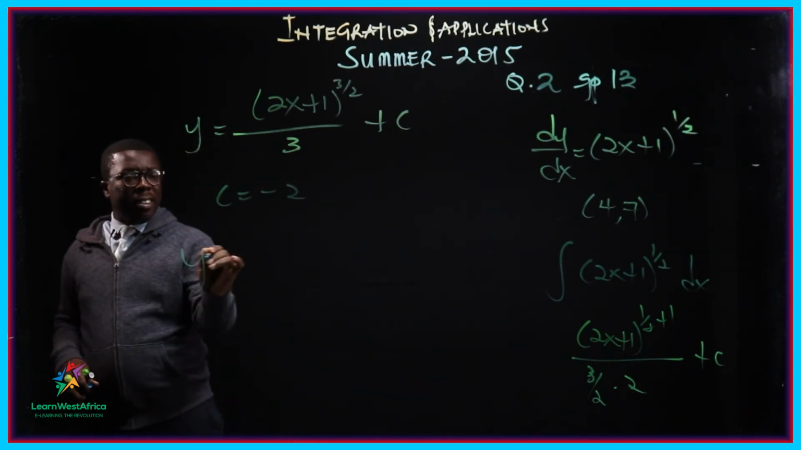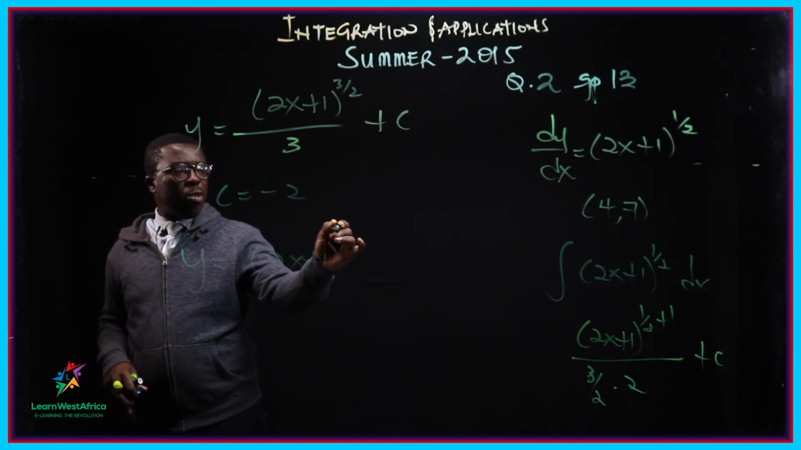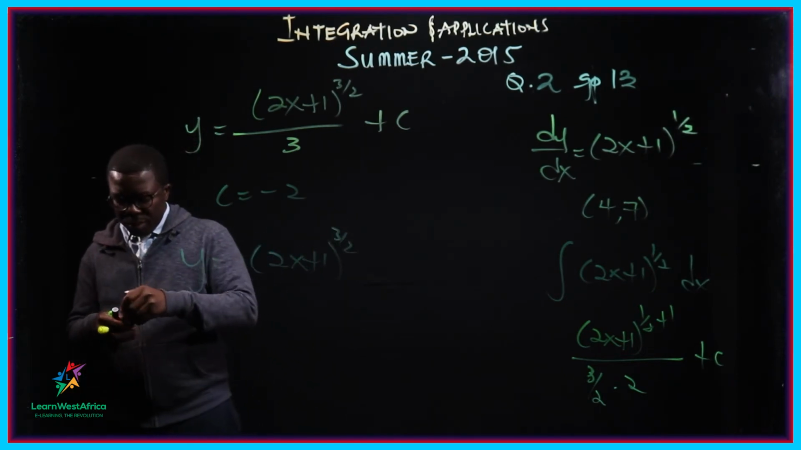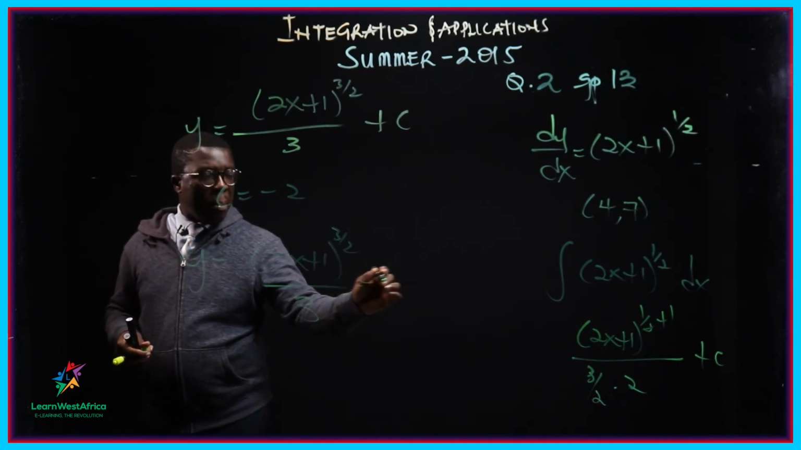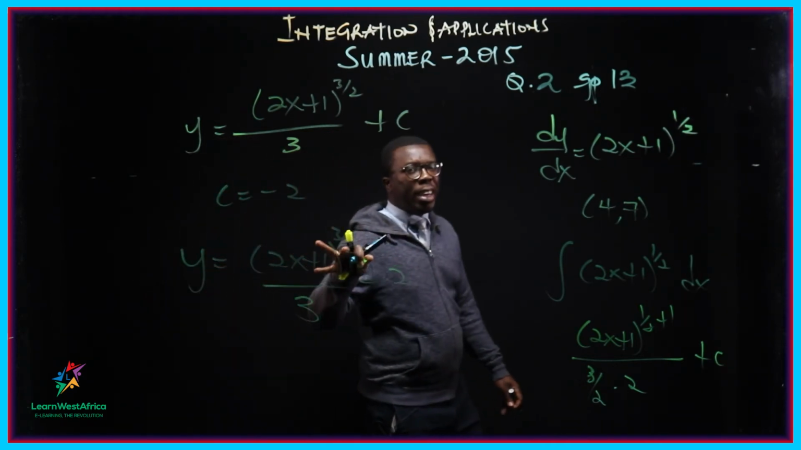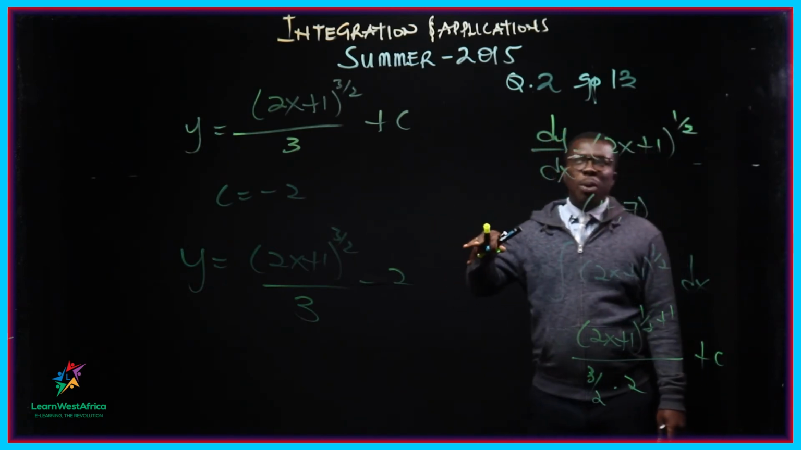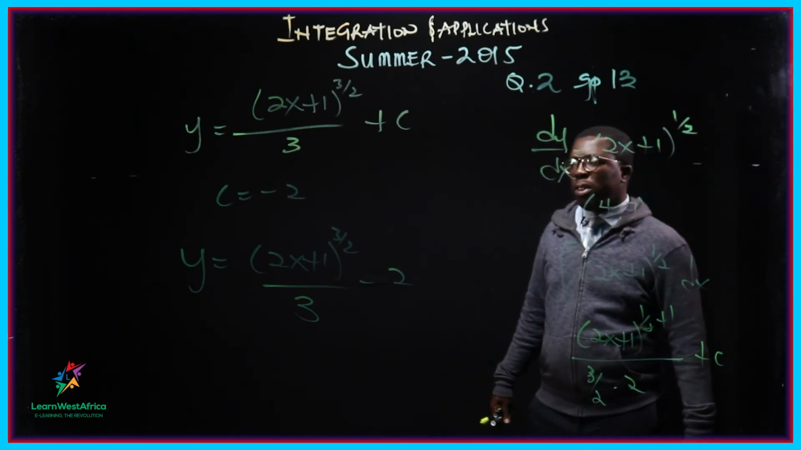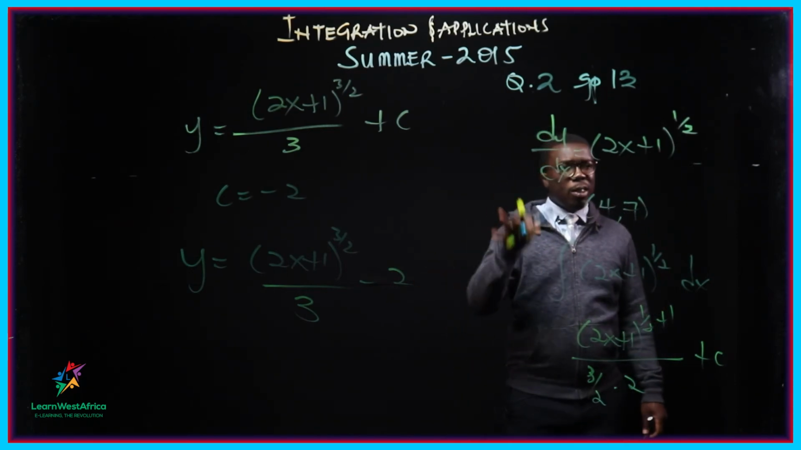When you do that calculation very well, your y is finally going to give you (2x plus 1) raised to the power 3 over 2, all over 3, minus 2. So this is going to be the equation of the curve that was required of us in question 2, QP13, summer 2015: y equals (2x plus 1) to the power 3 over 2, all over 3, minus 2.